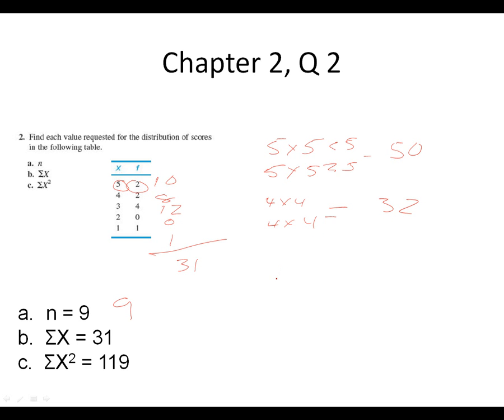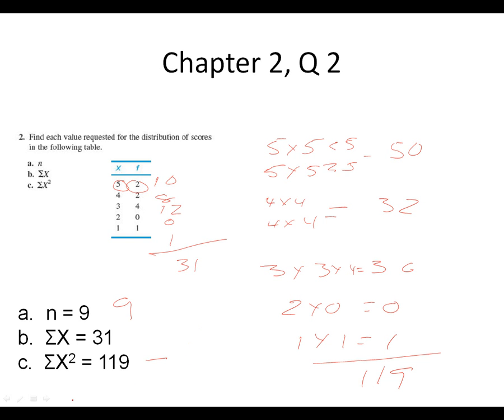And the next one is 3 times 3, 4 times, and 3 times 3 is 9, 9 times 4 is 36, and 2 squared times 0 is 0, and the next one is 1 times 1 is 1. So if you add those up, you get a total of 119, which is the answer to the next question, C.